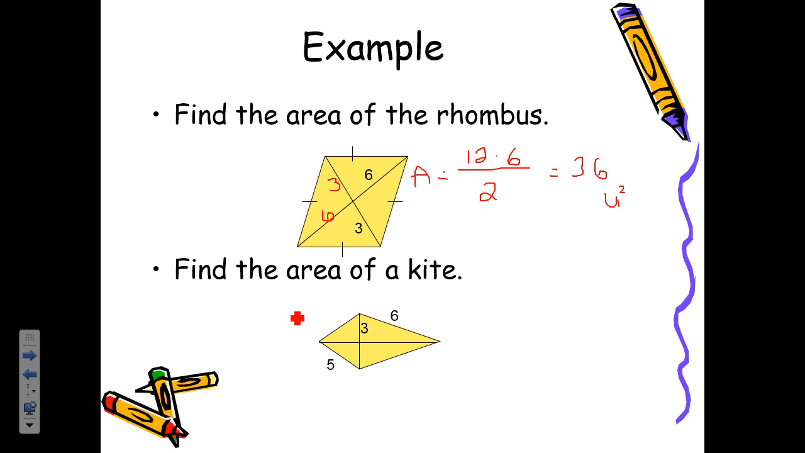So, all right, let's see what you can do. Here's your kite. You know this outside length is 5, this little piece of the diagonal is 3, and then this piece is 6. So try to figure out how you're going to get the full diagonals and then figure out what your area is. And we'll talk about this tomorrow.